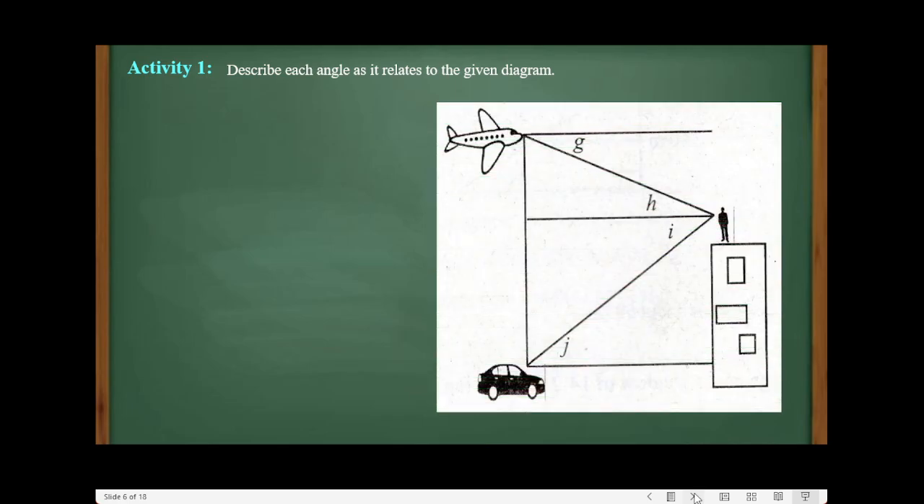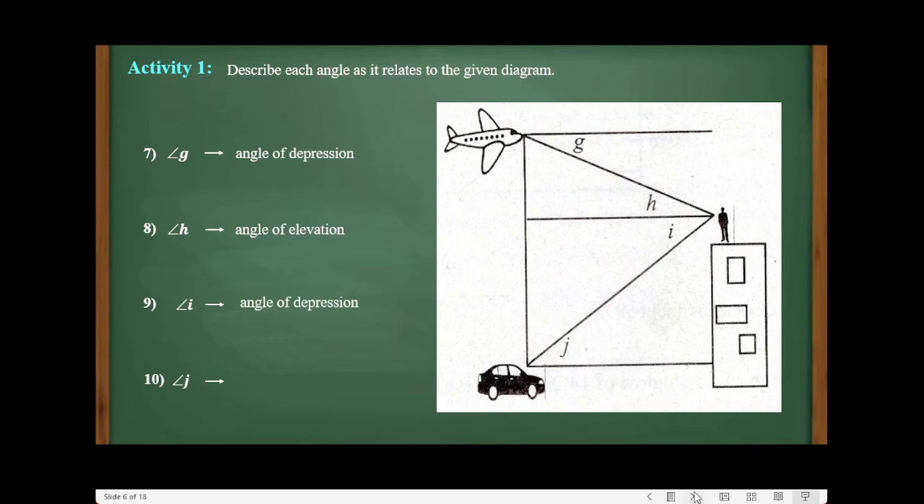For our last 4 items, number 7, the one labeled as angle small letter G, is what? Angle of depression. Number 8, an angle labeled as angle small letter H, it's angle of elevation. And number 9, angle labeled by small letter I is angle of depression. And finally, the angle labeled by small letter G is your angle of elevation.